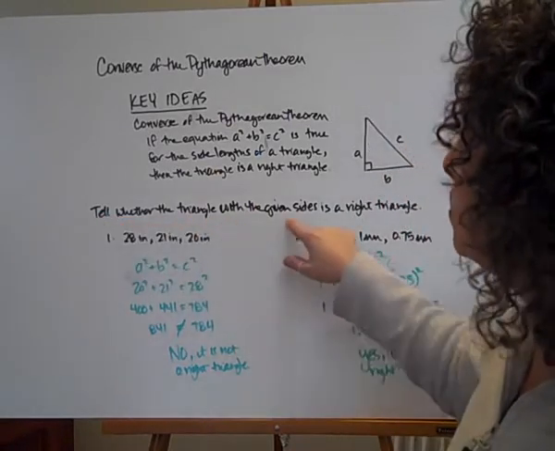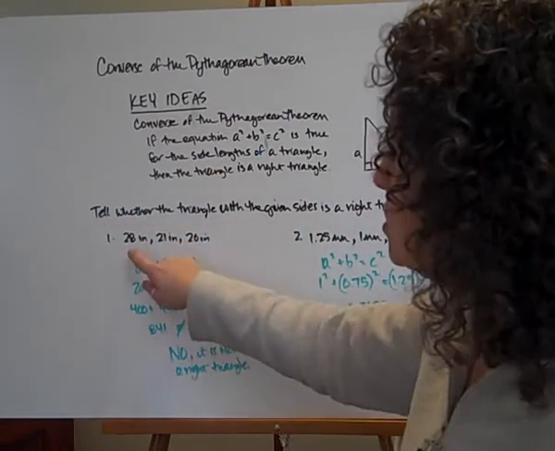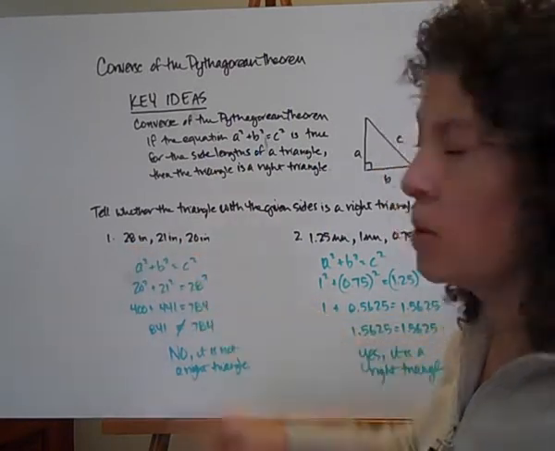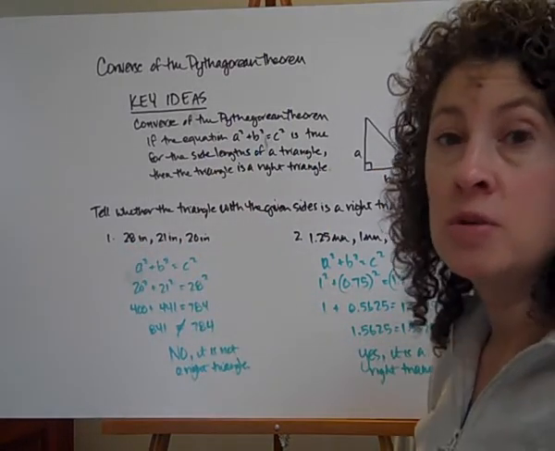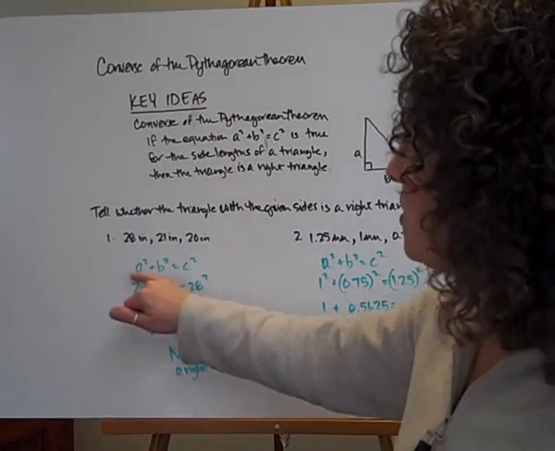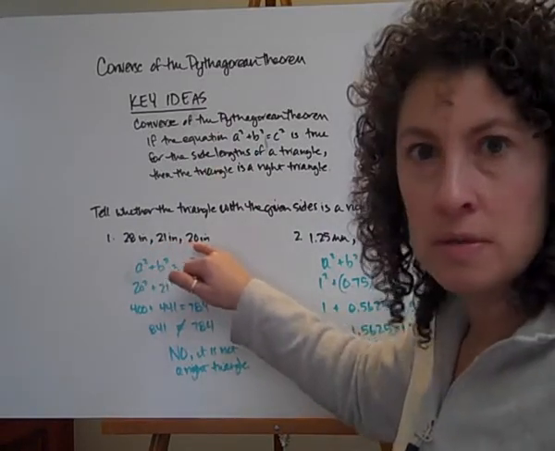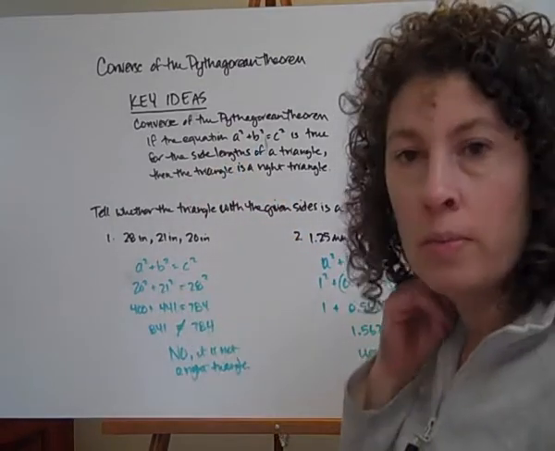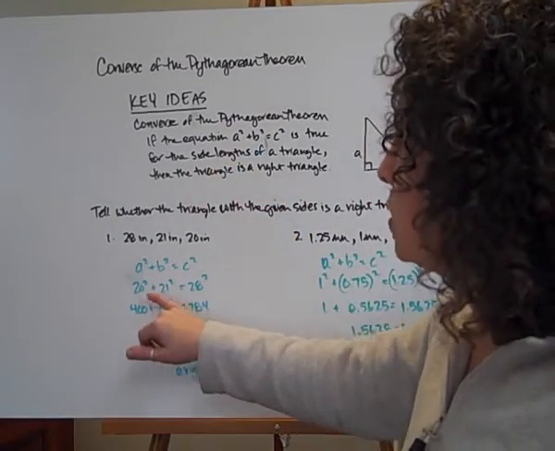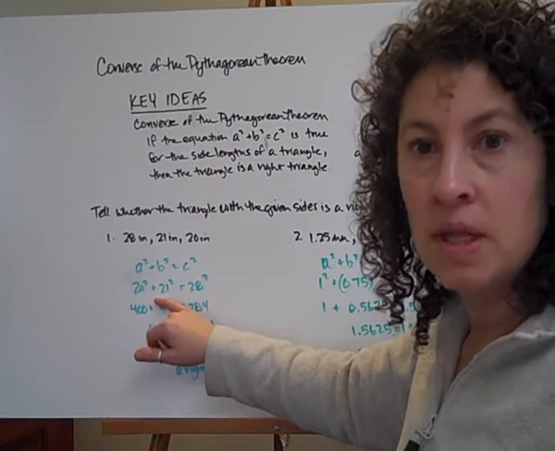So let's tell whether the triangle with the given sides is a right triangle. They've given me 28 inches, 21 inches, and 20 inches. Don't forget that the legs are always the shortest sides. So as I fill in this equation, I want to take the two smallest numbers and put them in for my A and my B. So I've taken 20 and 21 and used them for A and B, the legs.